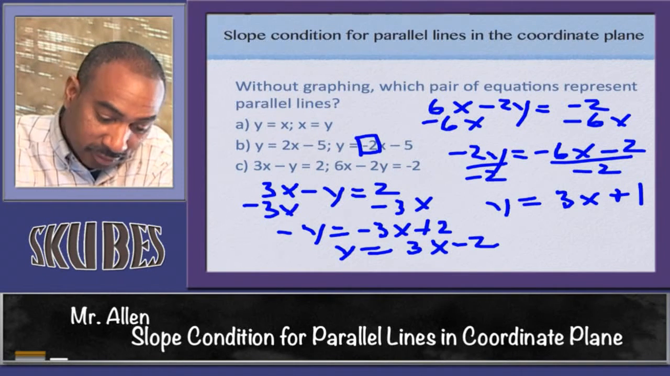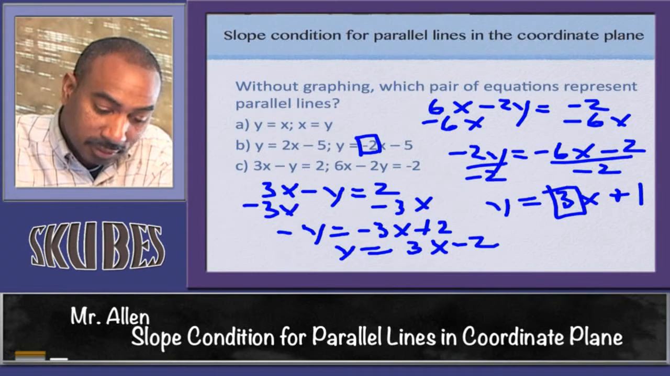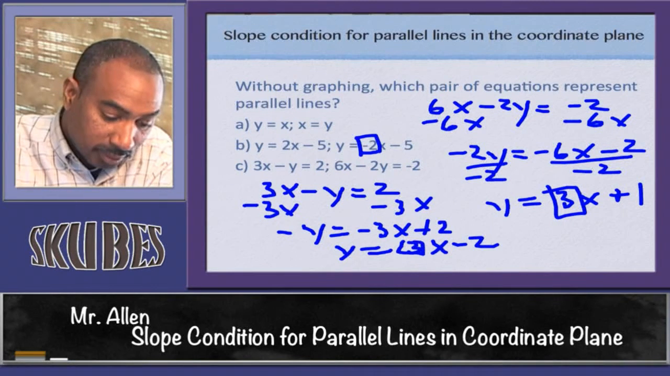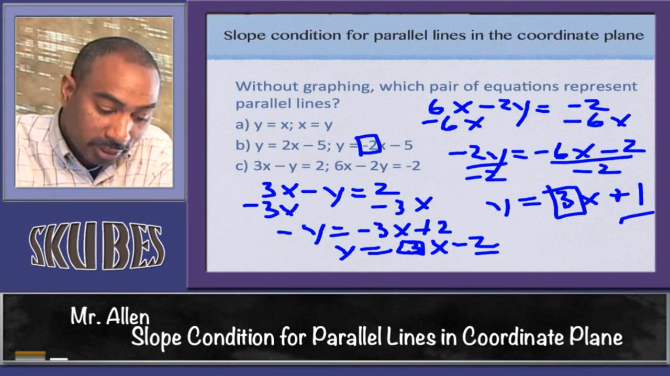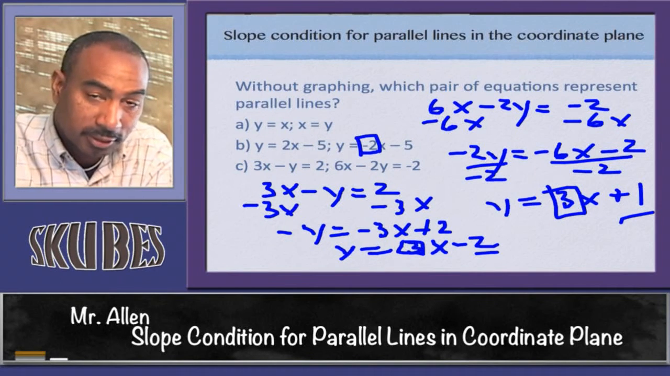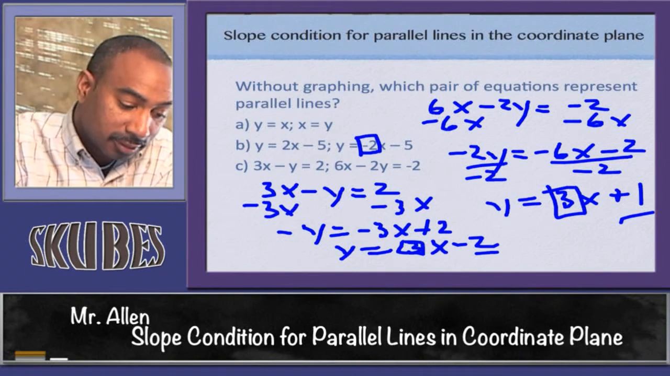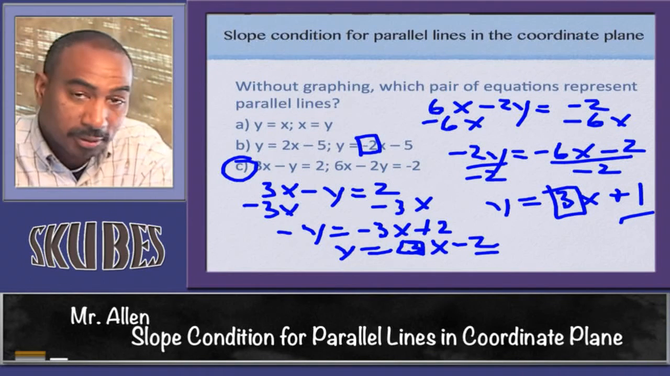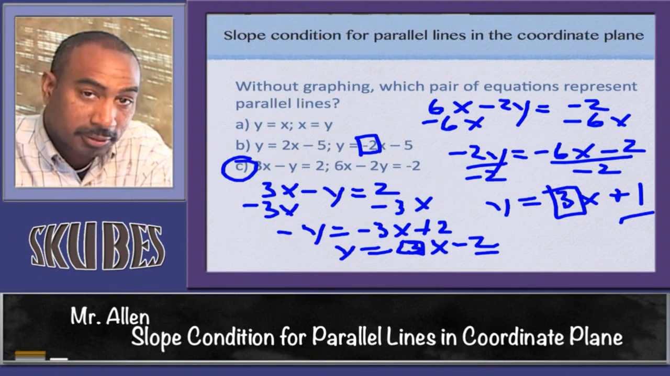And that satisfies the requirement for it to be parallel. I have the same slope, but I have different y-intercepts. I have a y-intercept of negative 2 and positive 1. Therefore, C is the answer for the two lines being parallel. This concludes the lesson for today.